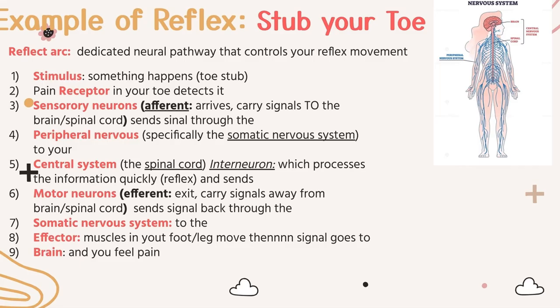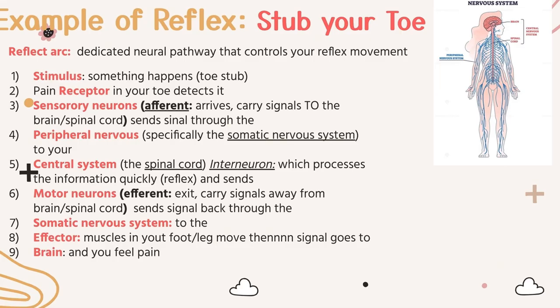And then it sends it to the motor neurons, which are efferent, which means exit. It carries the signals away from the brain and spinal cord and sends it back through the somatic nervous system again. It goes back to the peripheral nervous system, which then goes to the effector. The muscles in your foot and leg move, and then the signal goes to your brain, and then you feel the pain.